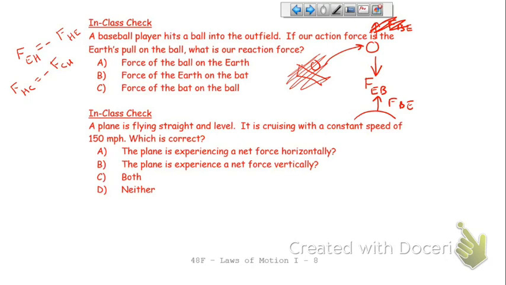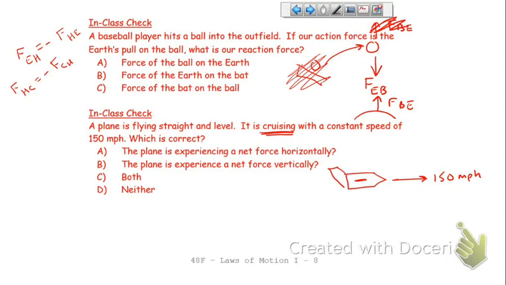Plane is flying straight and level. It's got a speed of 150 miles per hour. It's constant speed. It's cruising. That's what cruising means. Cruising means you've got a constant speed of 150 miles per hour. And then which statements are correct? Plane is experiencing a net horizontal force. Plane is experiencing a net vertical force.